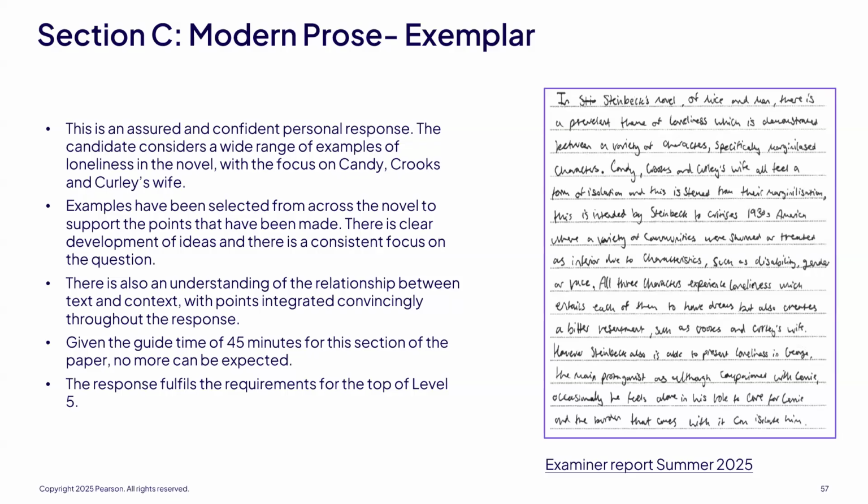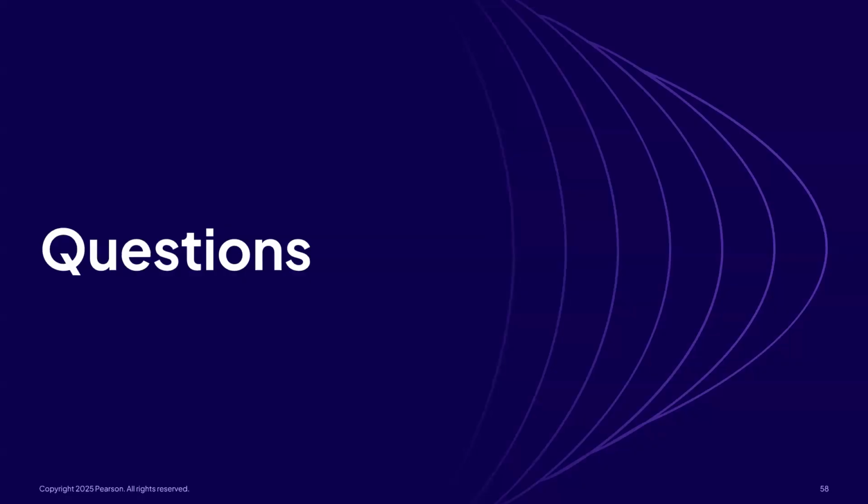understanding of the relationship between text and context. Those points are integrated. There's no bolt-on context here. The guide time here is 45 minutes, so we couldn't expect any more than we're seeing here. So it was a full marker. Now on the right-hand side there, under the part of the script, you can see the hyperlink, which will work on your PDF, to that examiner report. Any questions about Unit 1 before we move on to Unit 2?